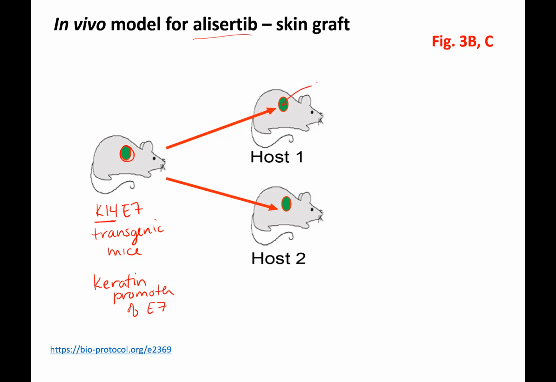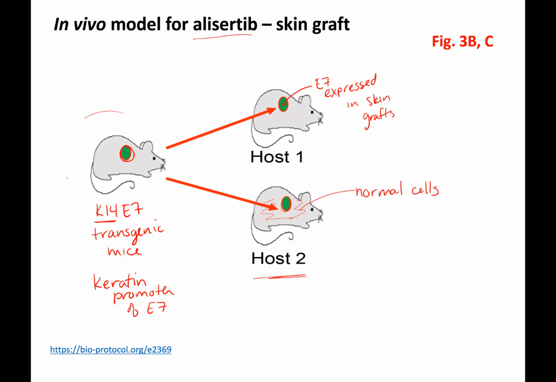This is the only place where E7 is expressed, in these skin grafts. Right? And then they're going to give these new hosts with the skin grafts alisertib to see the effect on these skin grafts, these E7 expressing cancer cells. And then they're also going to say, well, what's the effect on normal cells?